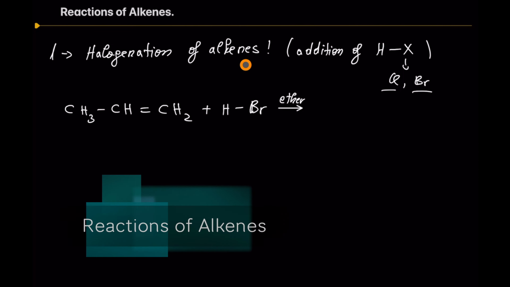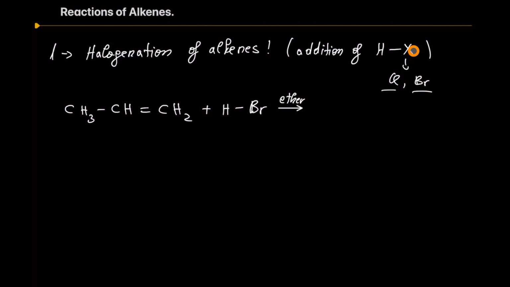First one, hydrohalogenation of alkenes, addition of HX. X represents the halogens. We have here propene, so this double bond here is going to attack the hydrogen here, and this pair is going to move to the bromine, and we are going to have the formation of a secondary carbocation plus bromide.